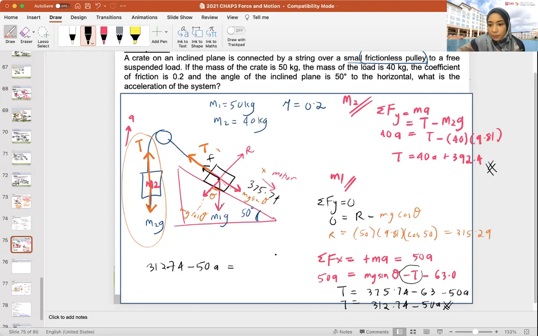Okay. So siapa yang rasa dia nampak benda ni membosankan, it is membosankan because it's a bunch of equations. But kita kena tahu juga macam nak buat. But it is membosankan, I agree.